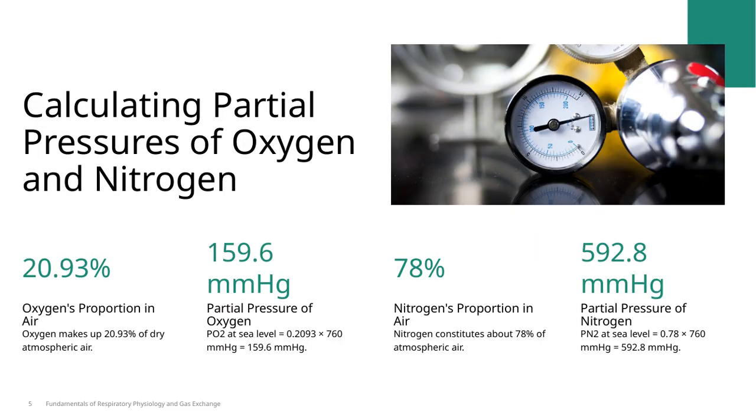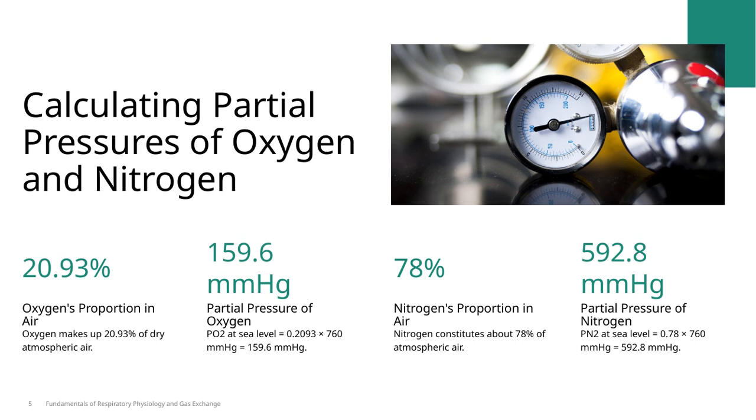Let's take a closer look at the partial pressures of gases at sea level, starting with nitrogen. Nitrogen makes up about 78% of atmospheric air, which is quite significant. To find its partial pressure, we multiply 0.78 by the total atmospheric pressure at sea level, which is 760 millimeters of mercury. That calculation gives us approximately 592.8 mmHg for nitrogen's partial pressure. This value is important because it influences how nitrogen behaves in our respiratory system.